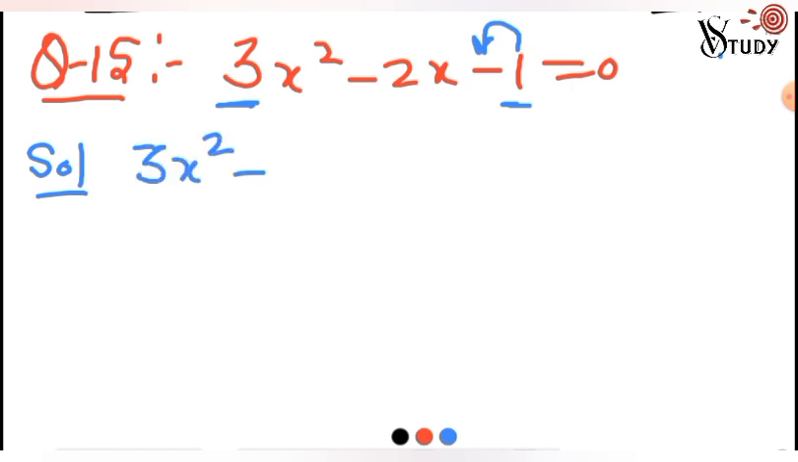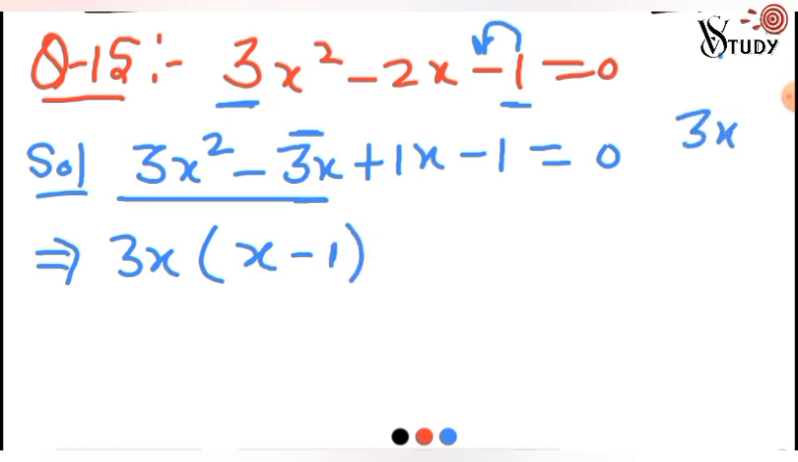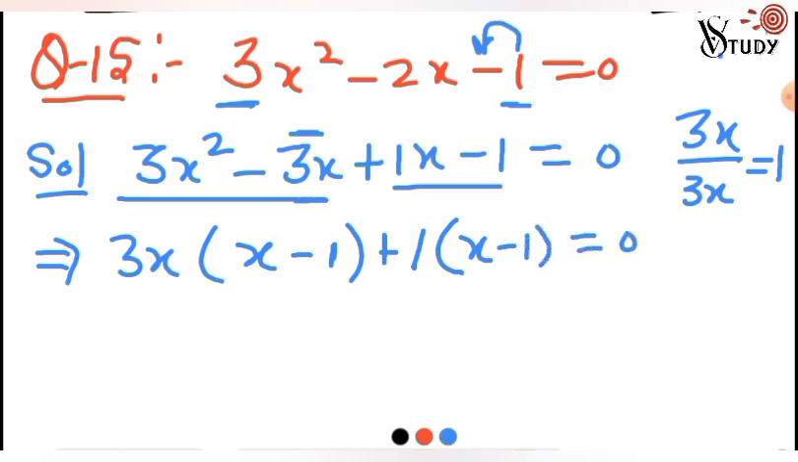3x square minus 3x plus 1x minus 1 will equal to 0. Now take 3x common from both the terms. After taking 3x common from 3x square, we have x only, and here we have 1, because when 3x is divided by 3x, the answer will be 1. In the last two terms we can see 1 is the common multiple, so we have this.